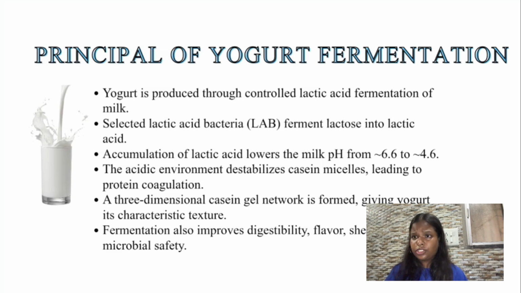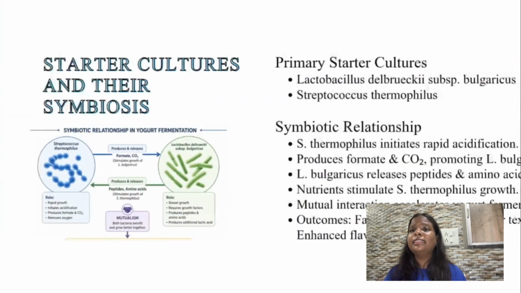At this acidic pH, casein micelles become unstable and aggregate, forming a three-dimensional protein network that gives yogurt its characteristic thick texture. Apart from improving texture, fermentation also enhances digestibility, develops flavor, extends shelf life, and improves microbial safety. An interesting scientific fact is that casein reaches its isoelectric point at around pH 4.6, which is why coagulation occurs precisely at this stage.